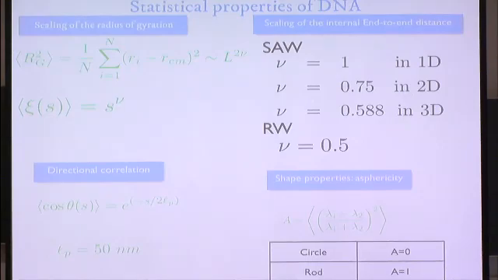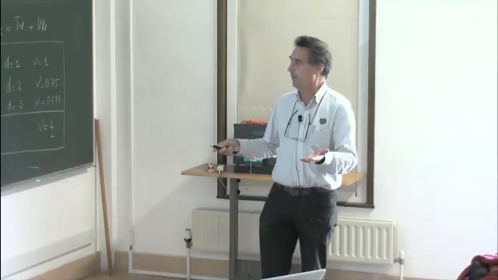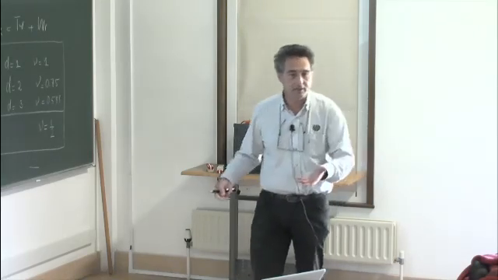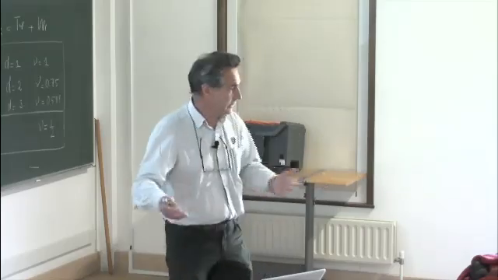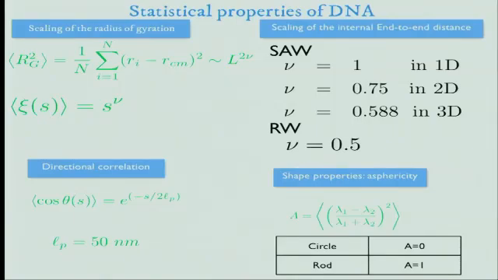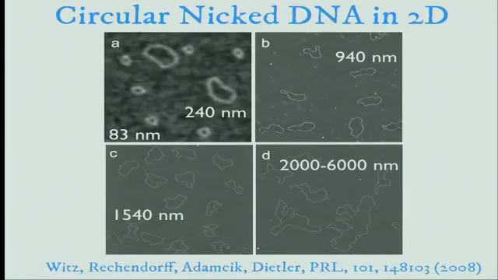The shape parameters here are just 2 limiting cases. If the 2 axes of the ellipse are equal, then you have an asphericity of 0. If it is a rod, we have an asphericity of 1, and polymers are just in between, and we can measure these quantities. So let's take now nicked circular DNA, nicked because we don't want effects due to supercoiling, and we deposit this on the surface as I showed you before.